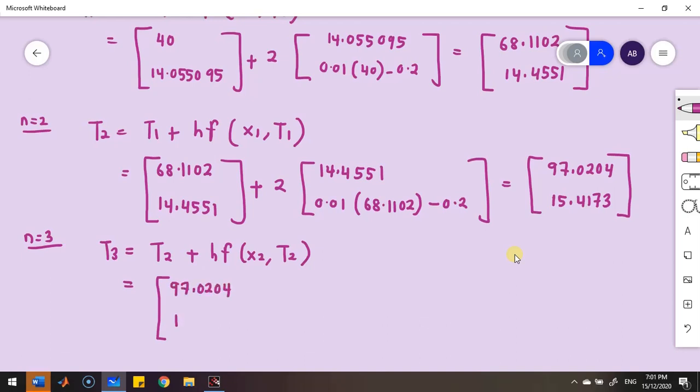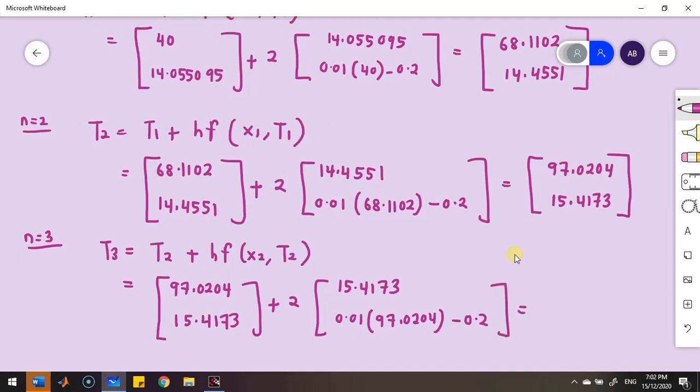97.0204, 15.4173 plus 2, 15.4173, 0.01 multiplied by 97.0204 minus 0.2. You have 127.8550, 16.6557. Okay, that is my T3.